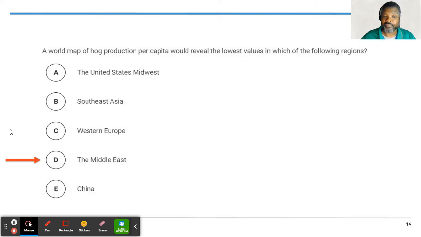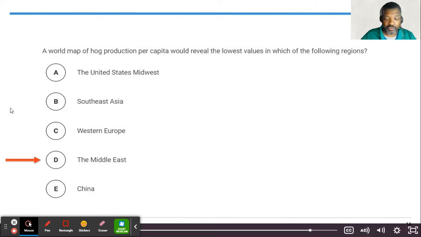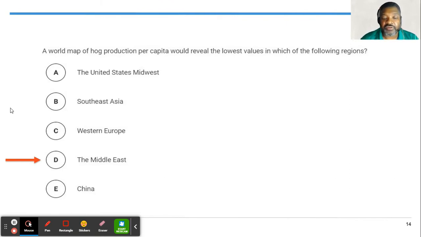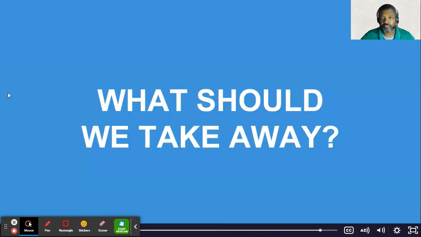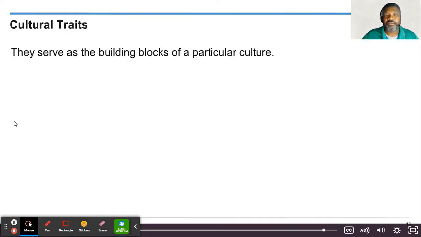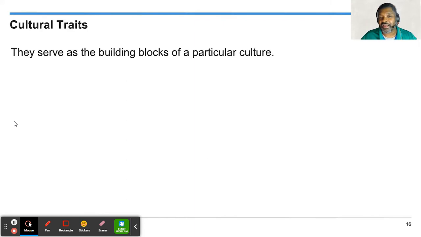Survey says is the answer choice. What accounts for this? In many countries of the Middle East, the physical characteristics of the area, coupled with religious preferences, make it inhospitable for pork production. What should we take away? Cultural traits serve as the building blocks of a particular culture.